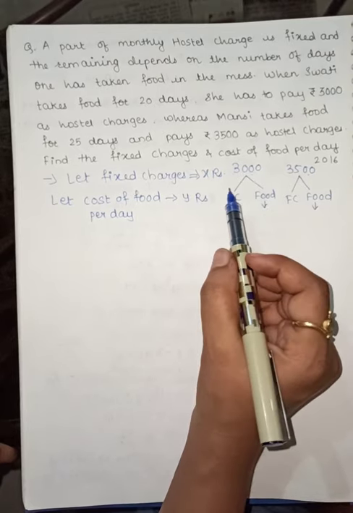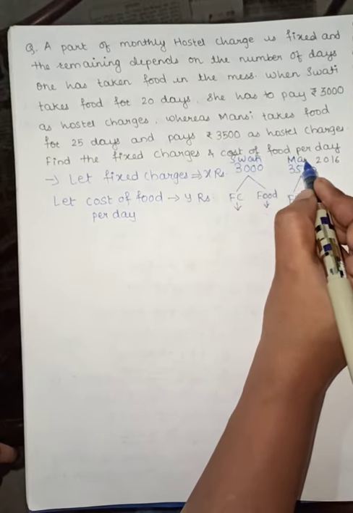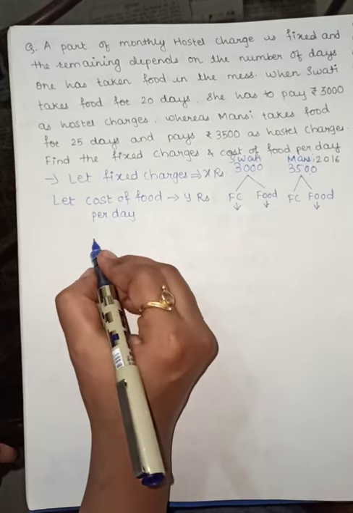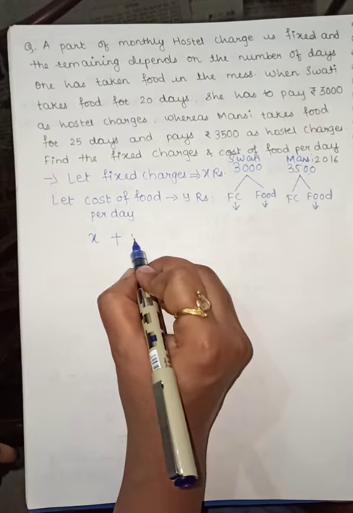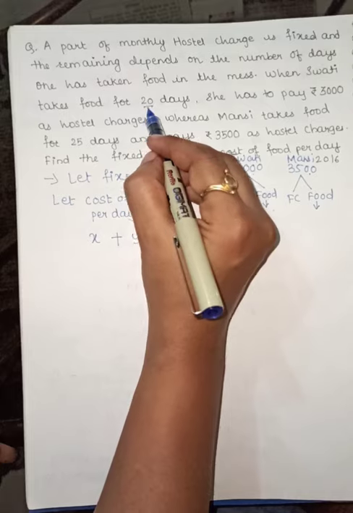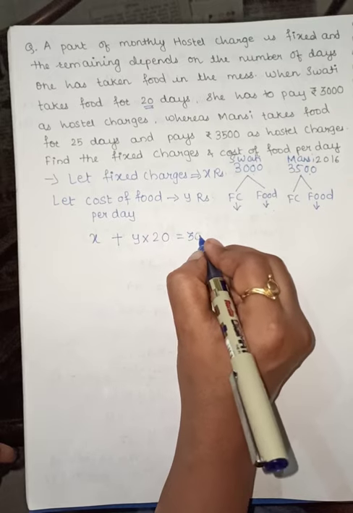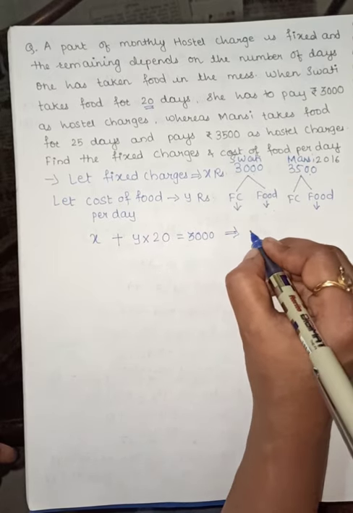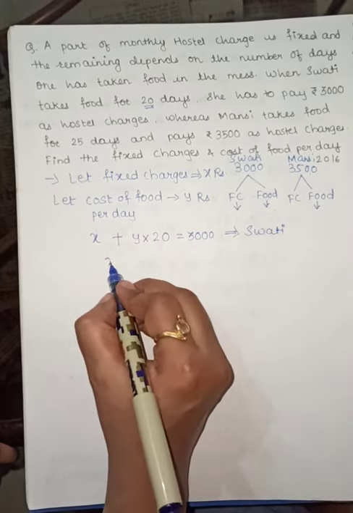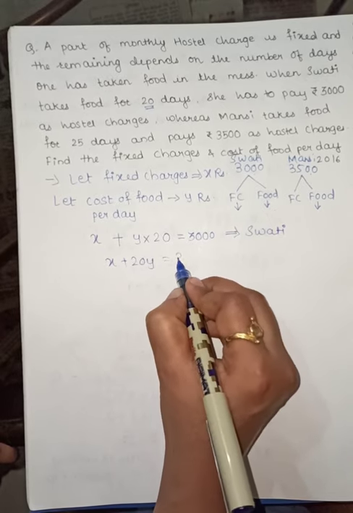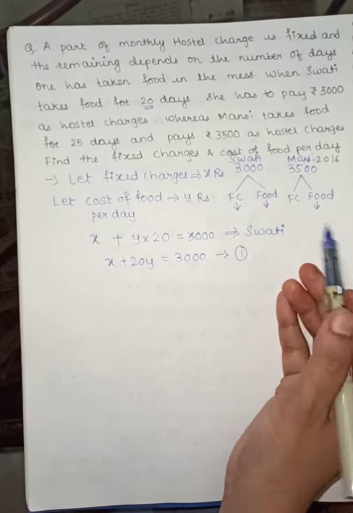Now let us frame the equations. This is Swati and this is Mansi. So the fixed charges x plus the cost of food per day y, and Swati is taking food for 20 days, so it will get multiplied with 20, which is equal to 3000. This is the charges paid by Swati. Simplifying, x plus 20y equals 3000. Equation 1.